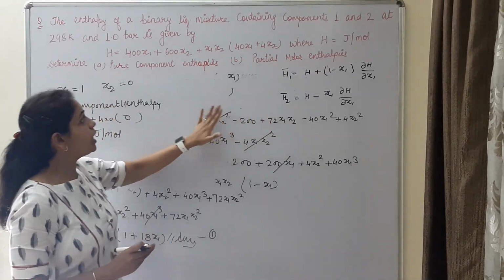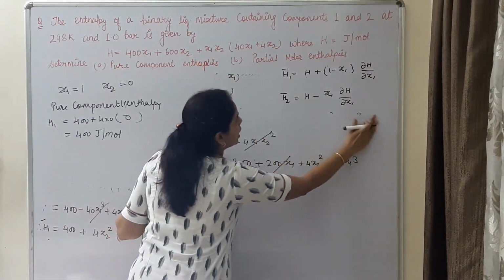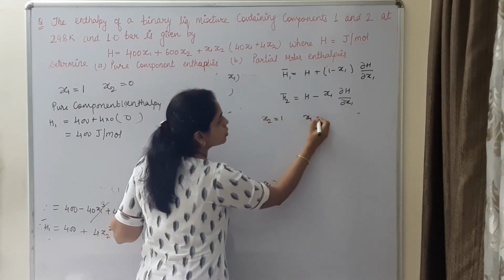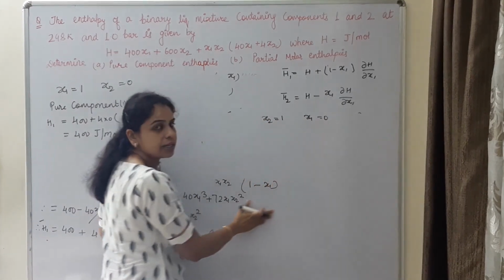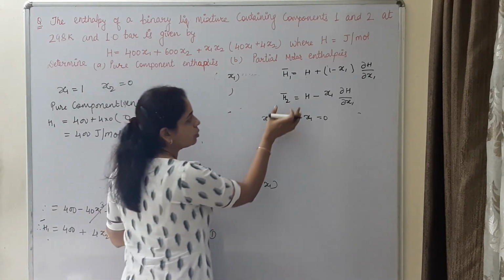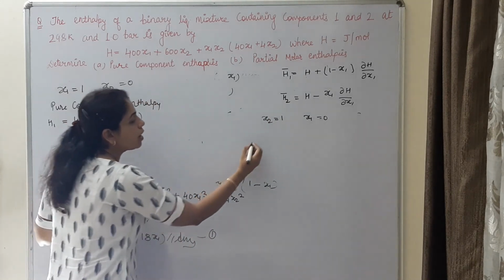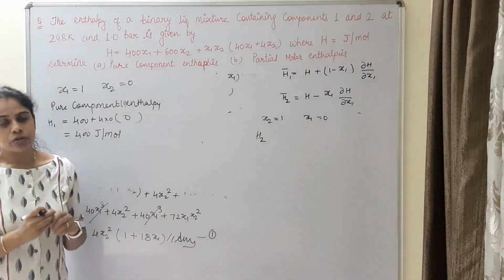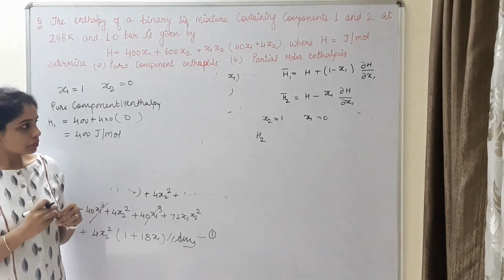And then to find out the enthalpy of pure component 2, what we do is substitute x2 equals 1 and x1 equals 0. That means only component 2 is present and the other component is 0. There is no other component present in the solution. So if you substitute these two values, then you can find out the value of H2, which is the enthalpy of pure component 2. Hope you understand this question. Please try to solve this question.